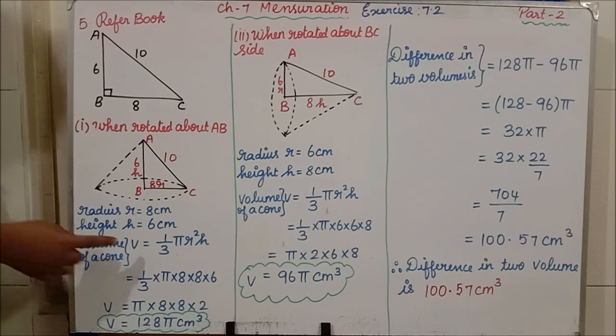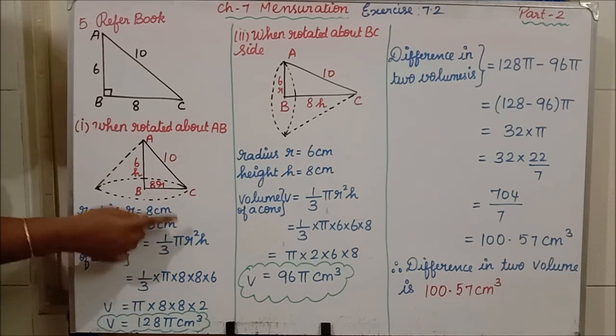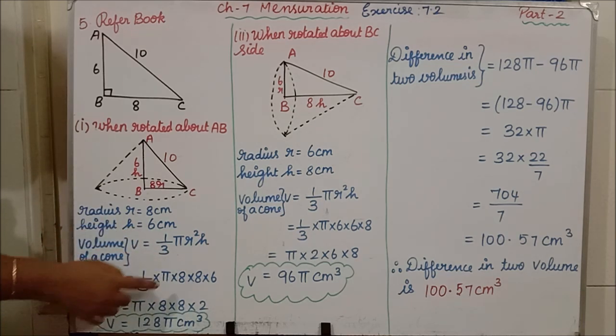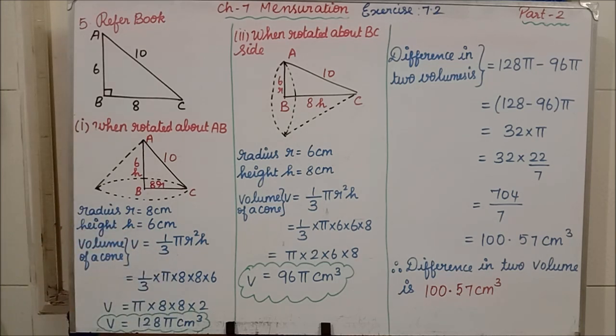Now 1 by 3 into pi, radius is 8 square, so 8 into 8, height is 6. I am cancelling this 3 and 6. What will I get now when I am cancelling 3 and 6? I will get 2, isn't it? After cancelling, I am getting pi into 8 into 8 into 2. After multiplying, 8 8s are 64. 64 into 2 is 128.